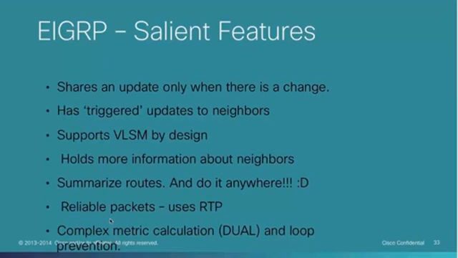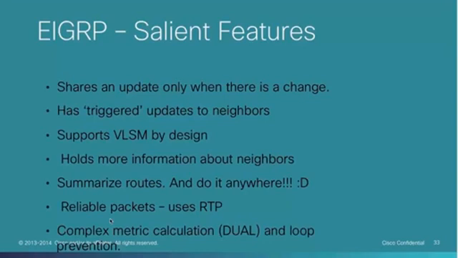It shares an update only when there is a change. Now that's important, and we'll visit it again in a later slide. But it's important to remember that it has triggered updates to neighbors. It sends out a packet only if there is some change in the topology or network. Right? Now, some of this is in comparison to old distance vector routing protocols.